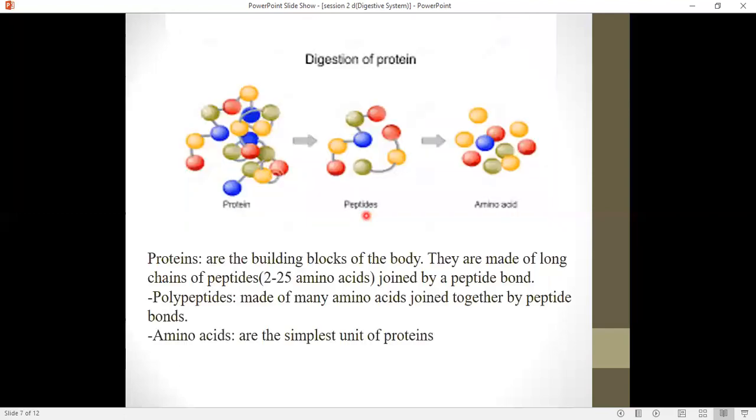Now for the protein, as a building-up food, its simplest unit is the amino acid. To have a protein, we should have between 2 and 25 amino acids linked together with a peptide bond.